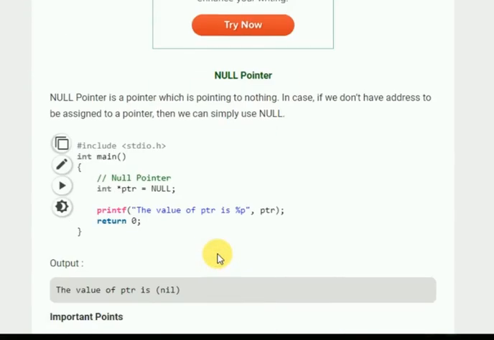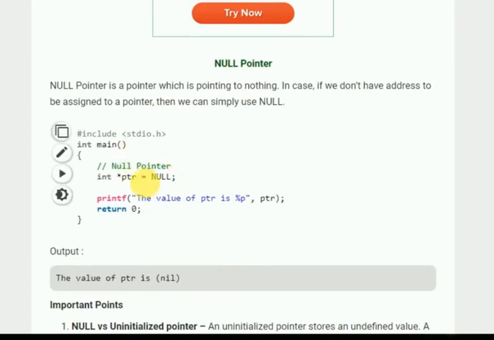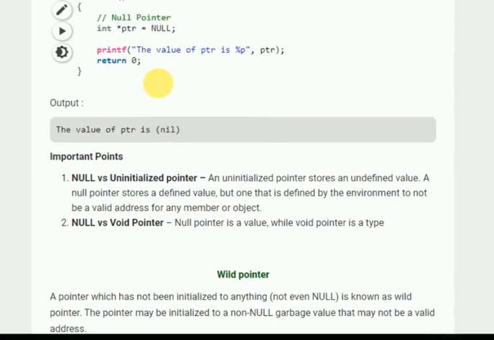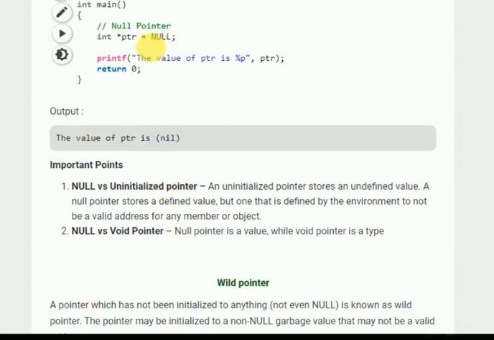Null pointer: int *ptr = NULL. A null pointer is a pointer which is pointing to nothing. In case we don't have an address to assign to a pointer, we can simply use NULL. For later use, we can change that NULL to something else, like int x; ptr = &x. Null is an initialized pointer.